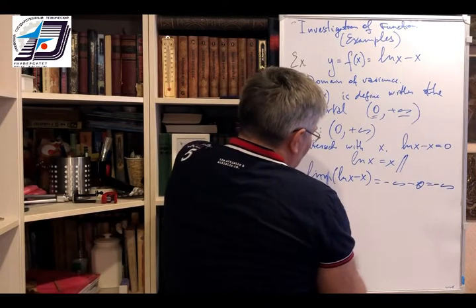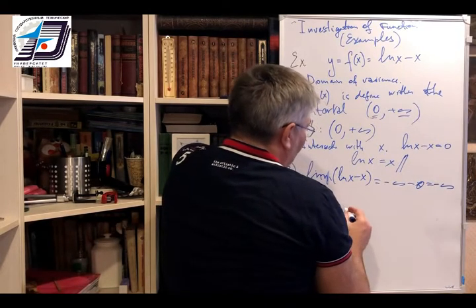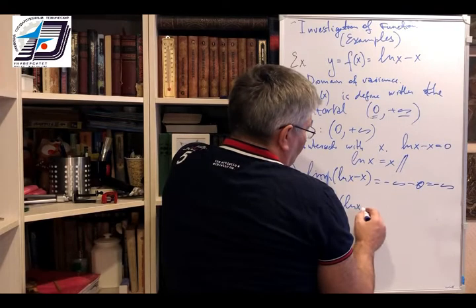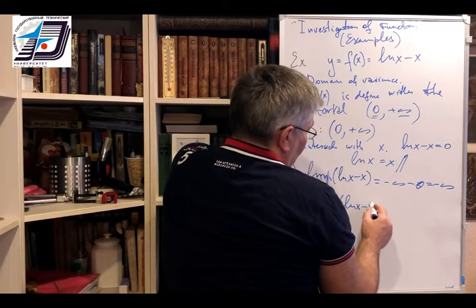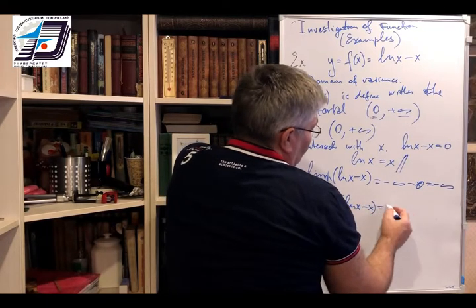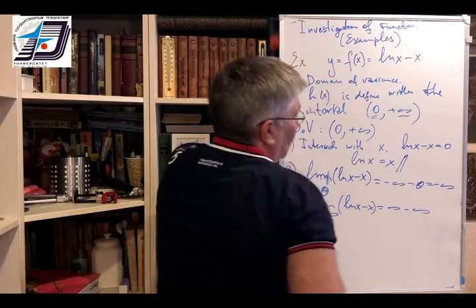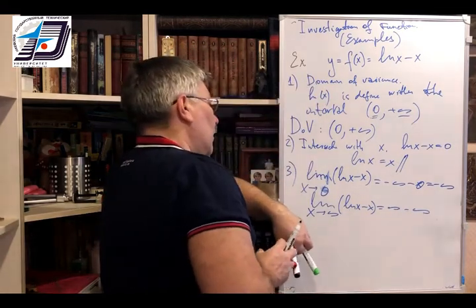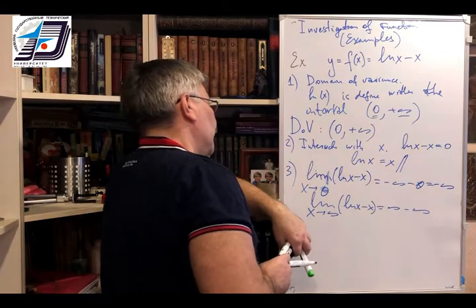When x tends to infinity, we have infinity minus infinity, but it's a kind of uncertainty, and that's why we have to unravel this uncertainty.